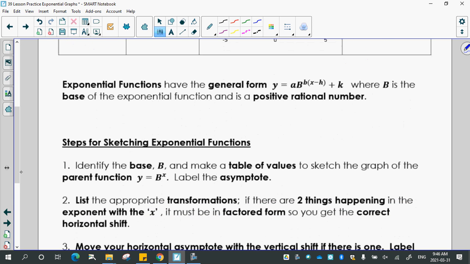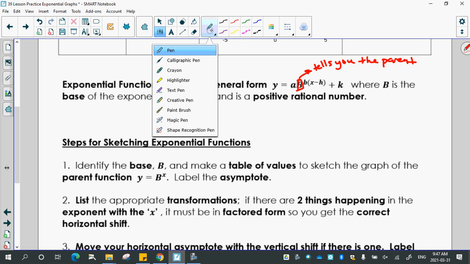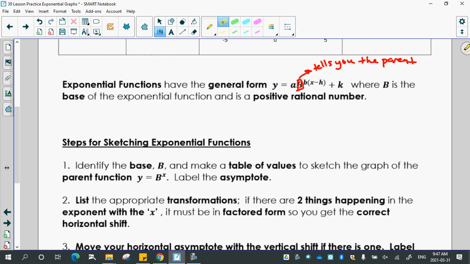Okay, so exponential functions have the general form y equals a times b to the x, where b is the base. Okay, so that's what goes in the box. That tells you the parent. And it always has to be a positive rational number. Okay, the base. So again, you're highlighting, this is vertical, vertical, horizontal, horizontal.